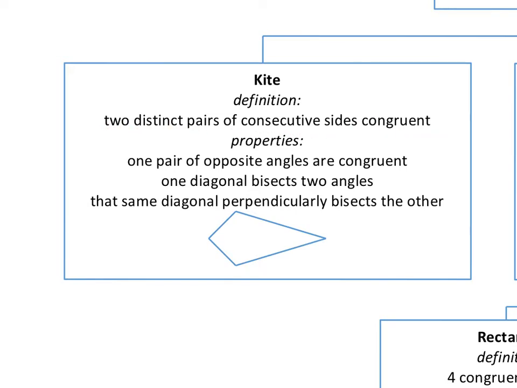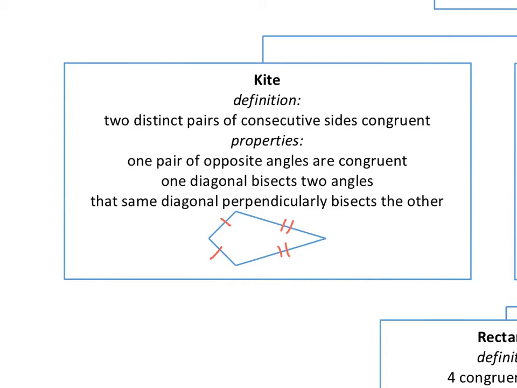So I'll go ahead and mark on the picture of this kite. This side is congruent to that side, and this side is congruent to that side. And as a result of that definition, several things are also true about a kite. First off, one pair of opposite angles are congruent. This angle up here is congruent to that angle down there.